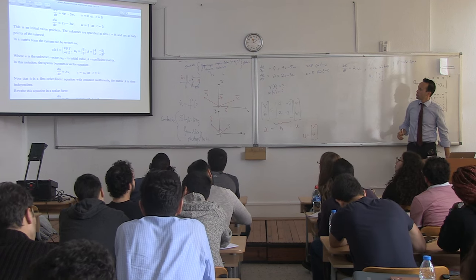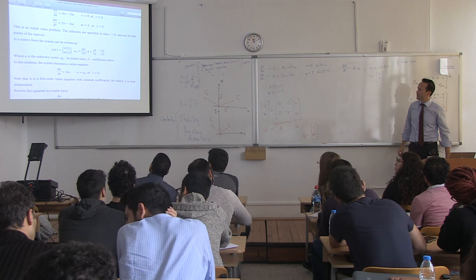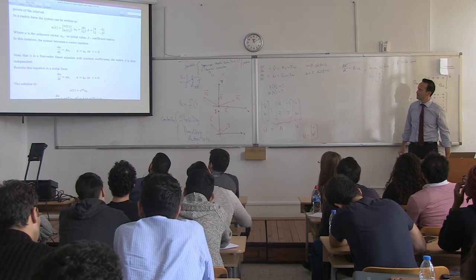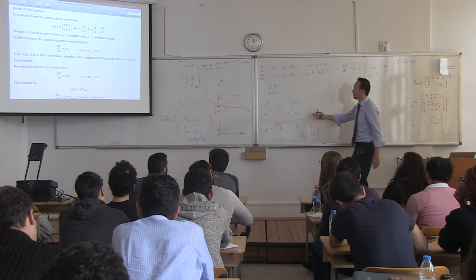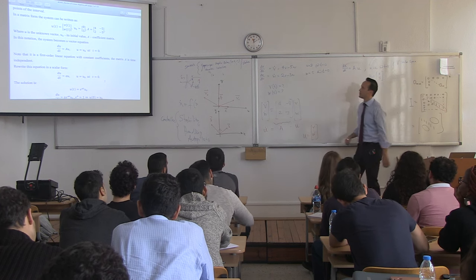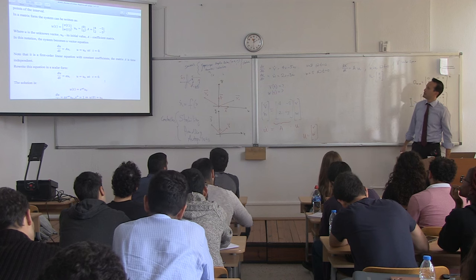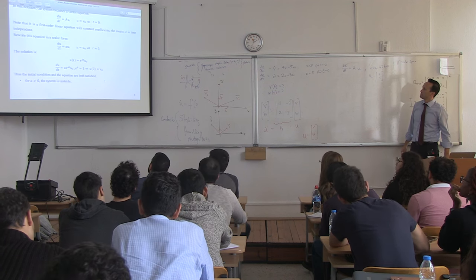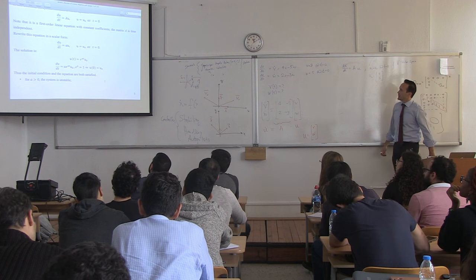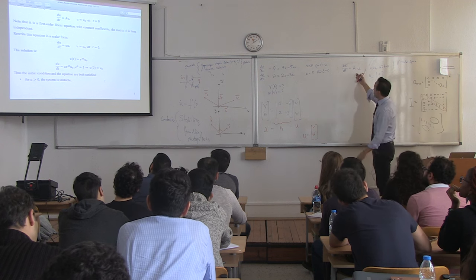Note that it's a first order linear equation with constant coefficients. The matrix A is time dependent. It's time independent, I'm sorry. A is time independent. Okay? A is just fixed numbers, so they will not change in time. So it's a time invariant thing. So we want to have a solution for this.